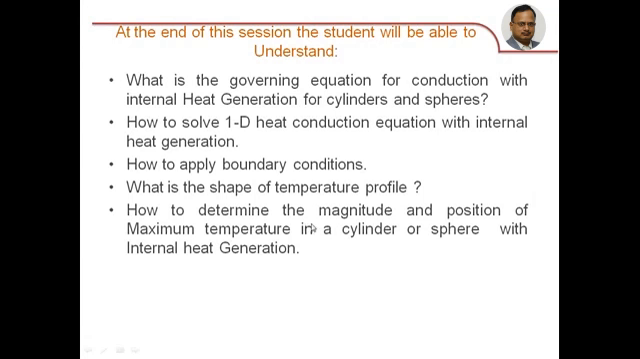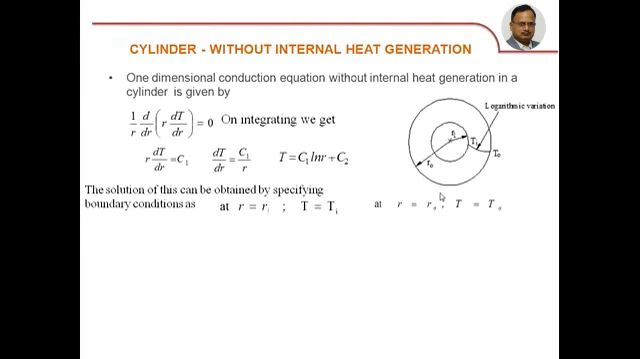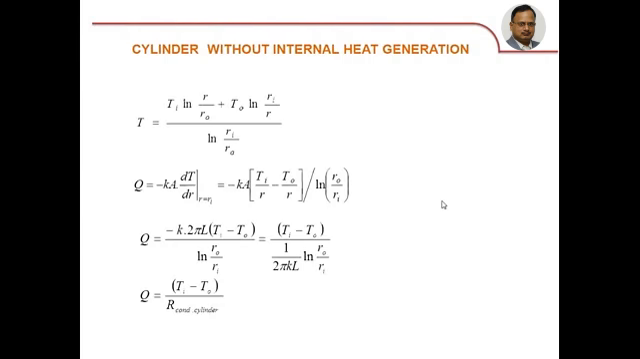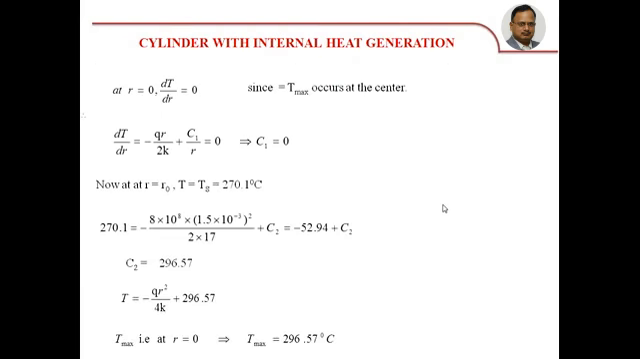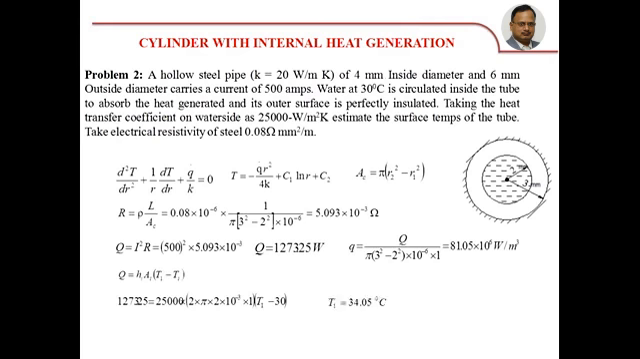The temperature maximum position and maximum temperature can be determined by differentiating the temperature distribution equation. Equating it to 0, you will get the value of R at which the temperature is maximum, and substituting that R, you will get the magnitude of the maximum temperature in the system. So that is what we have seen till now.